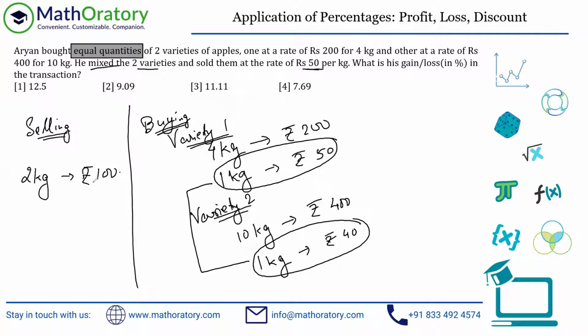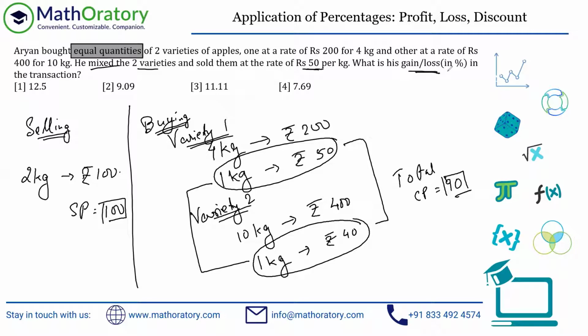So now it is pretty straightforward. You have the total cost price to be 50 plus 40, which is 90. That is of the 2 kilo that he bought. Let's assume that. And the total selling price is 100, right? All you have to do is use these two numbers and figure out the profit or loss percentage typically. Yeah, so that is what we are looking for, gain or loss percentage.